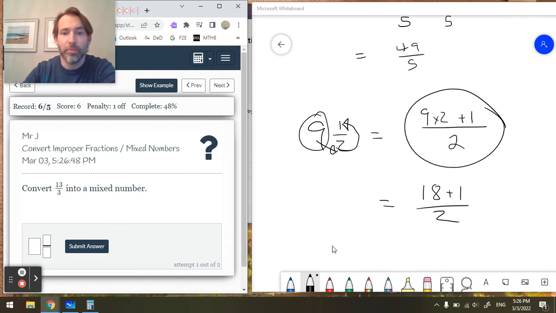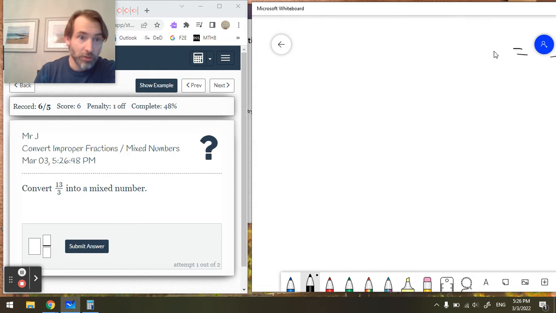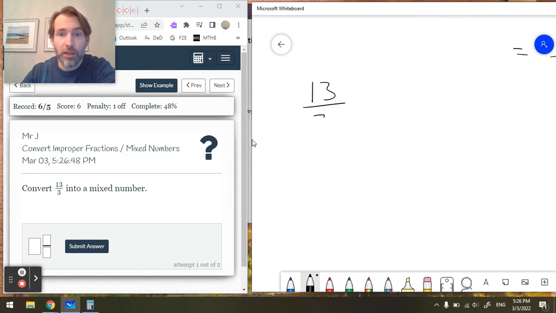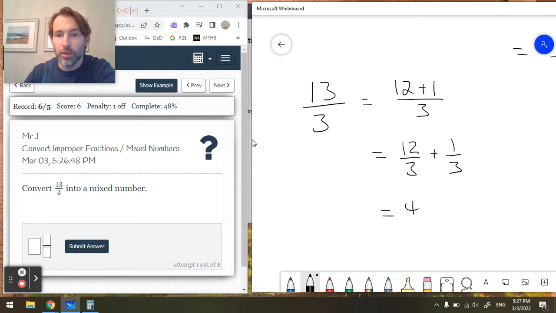Convert 13 over 3 into a mixed number. So this is going the other direction. If we want to show this as a mixed number, what I need to do is figure out how many 3's are in 13. I know that 13 could be written as 12 plus 1. 12 is the biggest multiple of 3 that's in there. This could be written as 12 over 3 plus 1 over 3. And then this would be 4 and a third. 12 over 3 is 4, and then 1/3 is 1/3.